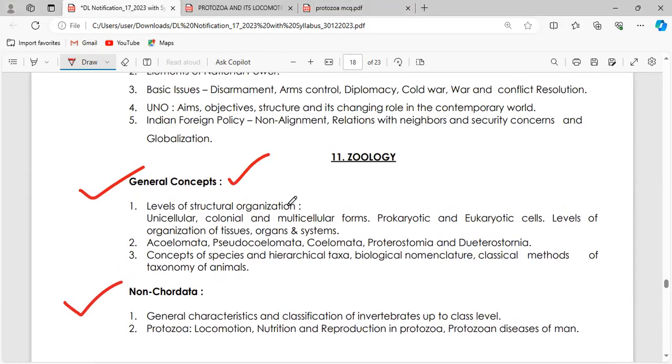That is level of structural organization. Level of structural organization deals with the structure, that is unicellular. Unicellular means it has a single cell, and that single cell performs every function required by the organism. Organisms prefer to live in colonies, as a group, and they also exhibit multicellular forms. Multicellular means they are made up of many cells, and each cell is destined to do several functions.